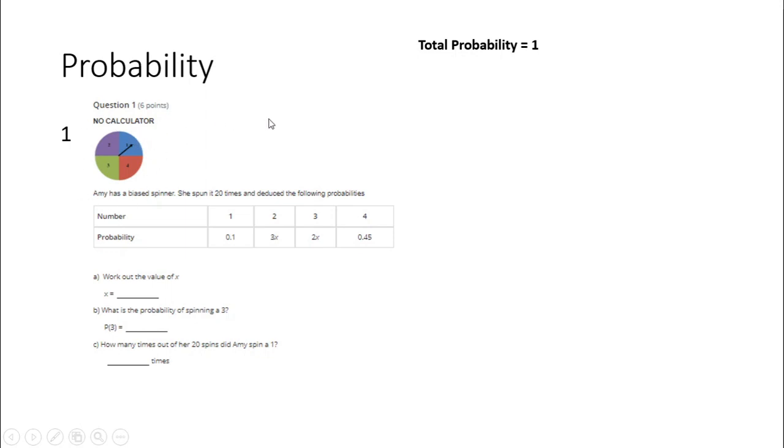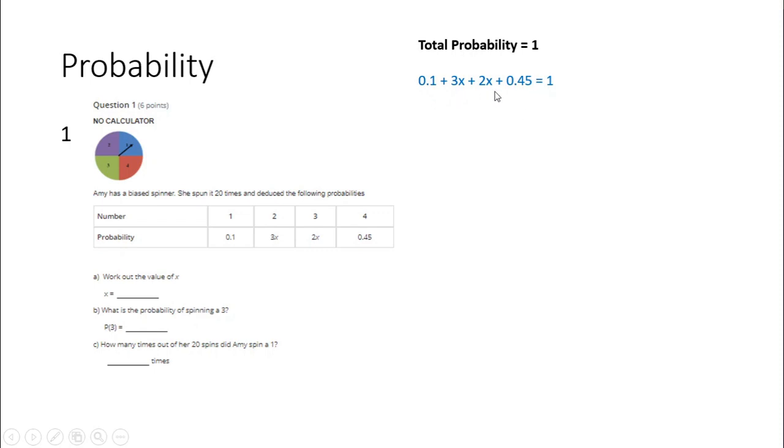Okay, this is a biased spinner, so all the probabilities are not equal, so we can't say it's 1 divided by 4. We already know that the probability of spinning a 1 is 0.1, the probability of spinning a 4 is 0.45, and these two probabilities, which we don't know, are some multiple of x. X is some value that we can find, knowing that this has to add up to 1. So we're going to set up an equation: 0.1 plus 3x plus 2x plus 0.45 needs to add up to a total of 1. And then we're just going to solve this algebraically.